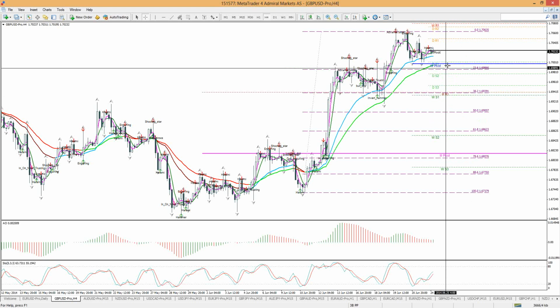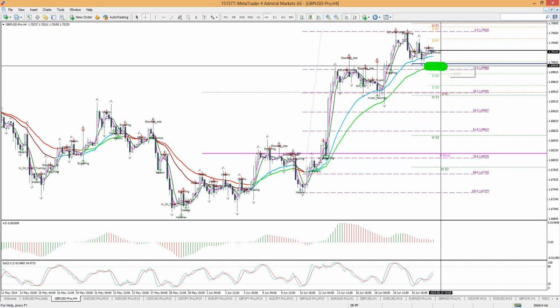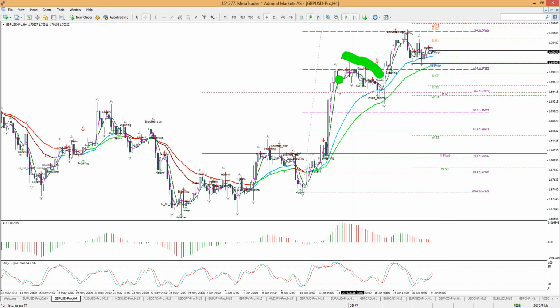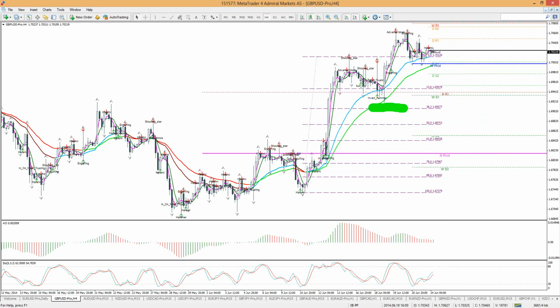At the 23.6, we have a weekly pivot and a daily S1, so that could be already enough confluence to push this into higher atmosphere. And otherwise, last week, by the way, we talked about this bull flag and the push higher from the 38.2 fib. So that was pretty accurate.